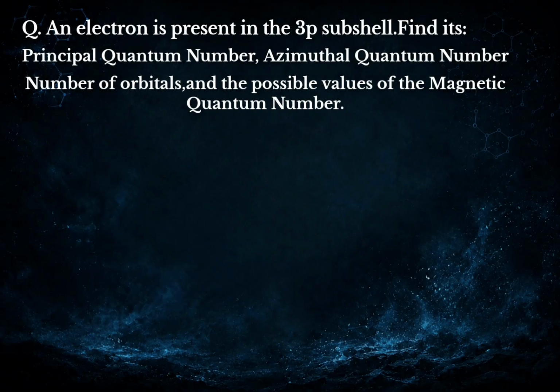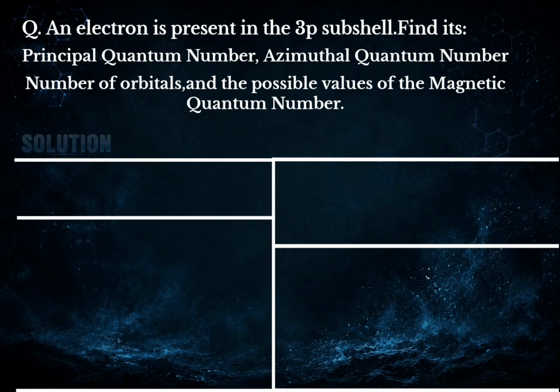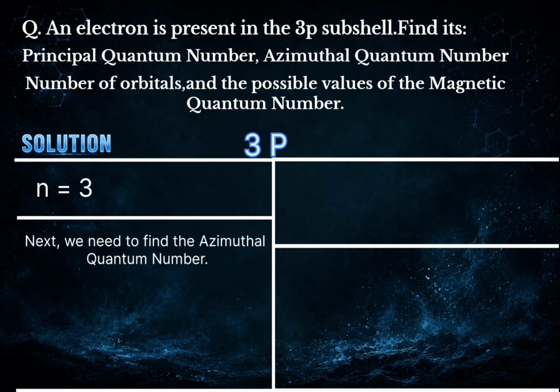An electron is present in the 3p subshell. Find its principal quantum number, azimuthal quantum number, number of orbitals, and the possible values of the magnetic quantum number. Let's solve it step by step. The electron is present in the 3p subshell. The number before the letter represents the principal quantum number, so n equals 3. Next, we need to find the azimuthal quantum number. The electron is in the p subshell, and we already know that the value of p is 1, so L equals 1.